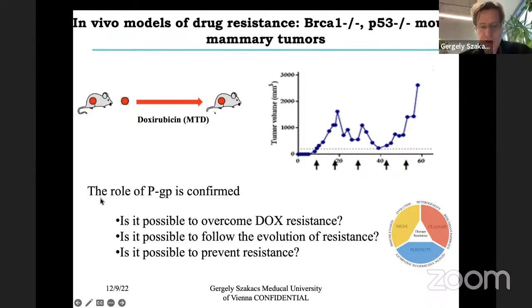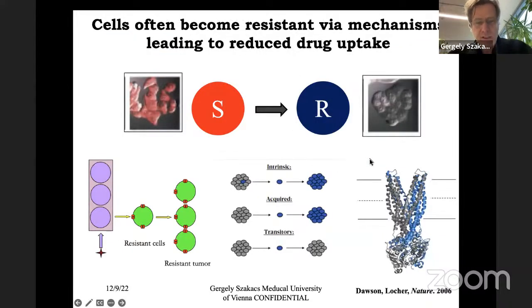So you can ask the following questions. Can you now design a therapeutic approach to overcome this resistance? Can you understand the evolution of resistance? And if you do, can you prevent it? In this talk, I will show you that with this model, you can actually ask new kinds of questions, which not only relate to resistant clones, but also address intermediate stages.